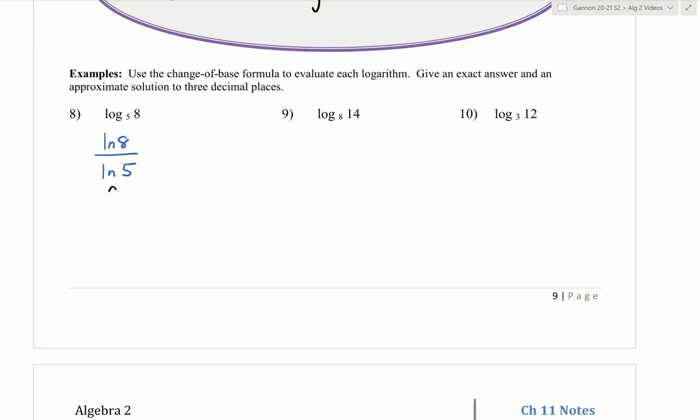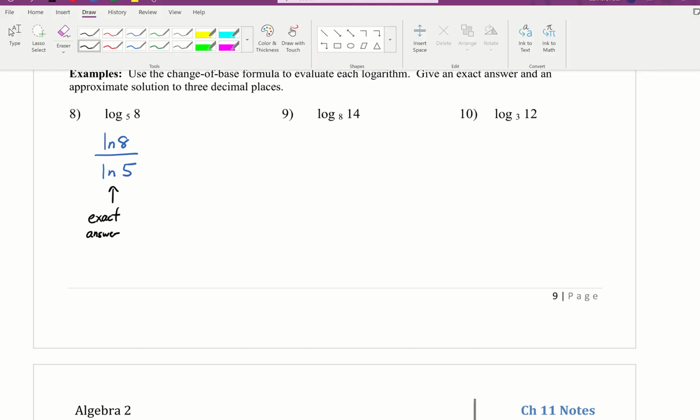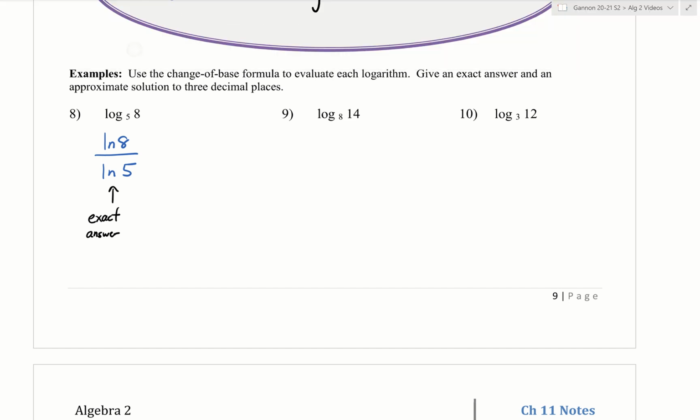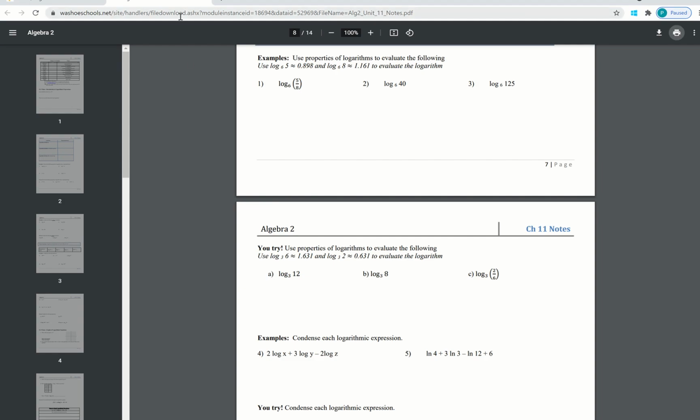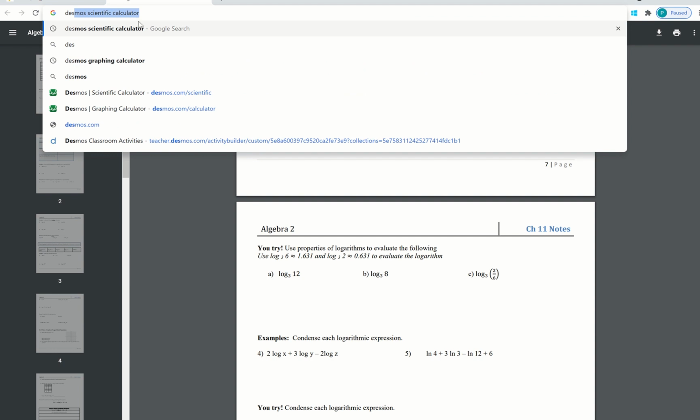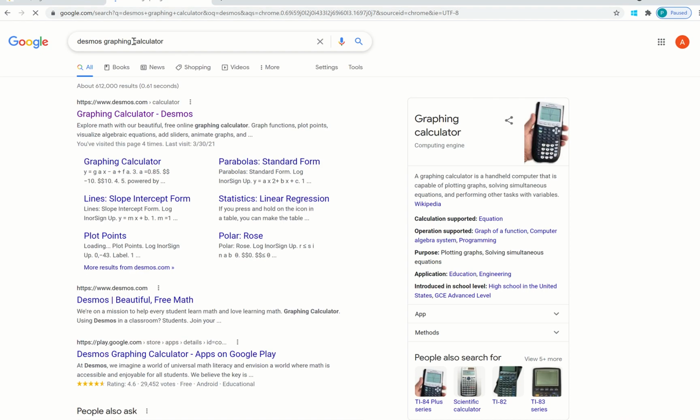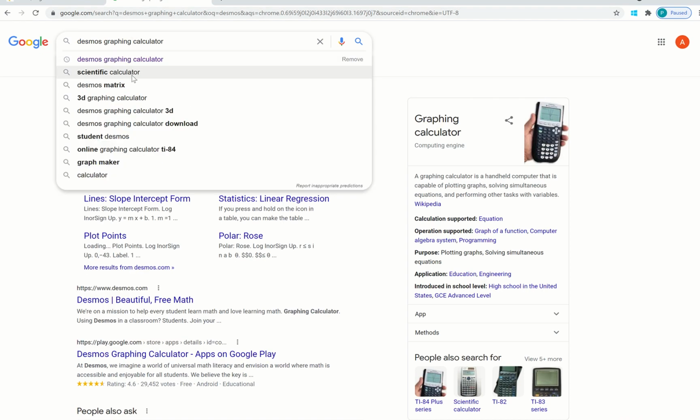This right here is considered the exact answer. Right? There's no approximation, there's no decimal. In order to figure out what that ends up being, we would plug that into a calculator. So if I were to just pull up Desmos here real quick. Oh, not the graphing, sorry, I want the scientific.